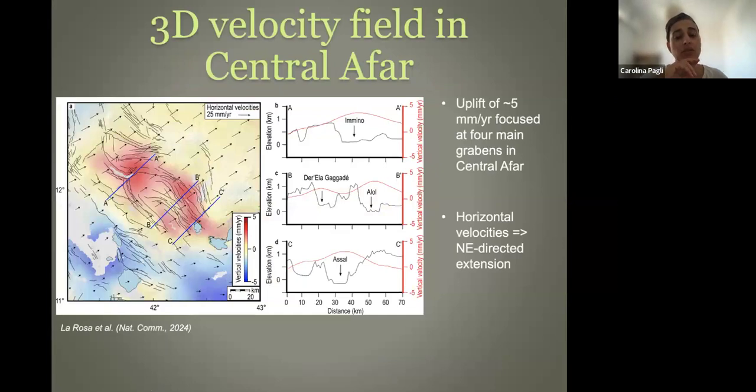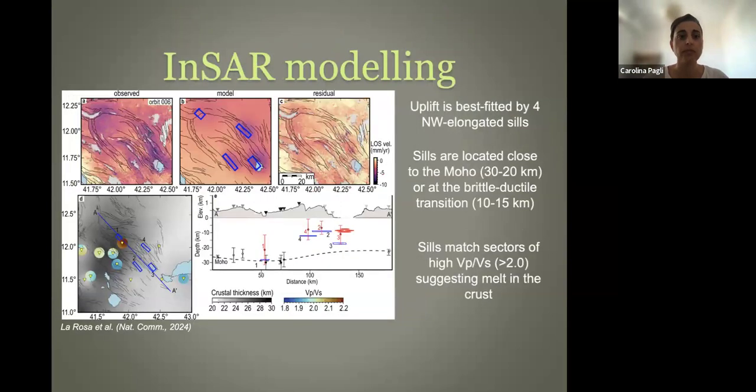And I'm showing here a zoom of the area and 3 cross-sections across the uplift. Here is the first profile at the Imino Graben, then at the Relegagade and Alol, and finally at Assal. So what we are clearly seeing is that if we zoom in, the uplift does correspond to the Graben, and it's about 5 millimeters per year. I know that's quite small, but it occurs in ascending and in descending, and that's why we have it here. So although it's small, we think it is real.